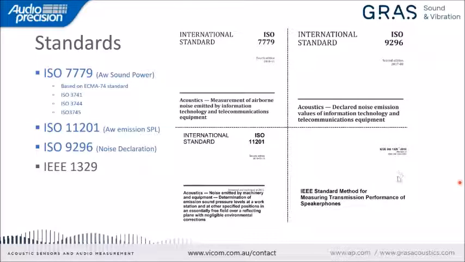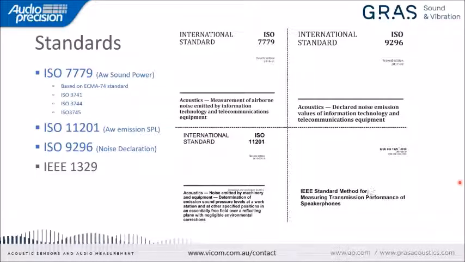So it's basically taking the raw data from the ISO 7779 and the 11201, and then it's making a mathematical correction of this raw data, and it corrects for the uncertainty in both the measurement and the production of the device. So you will typically end up with a level that is a bit higher than what was actually measured.